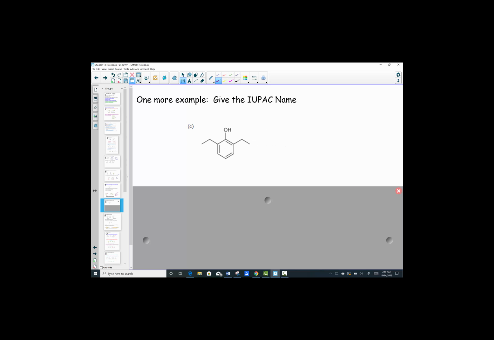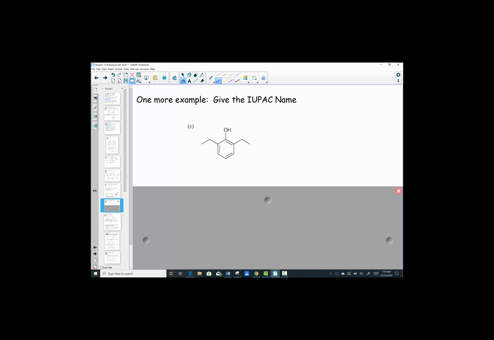If so, write this molecule on your paper. This is one from your homework. Give it a whirl, remembering what we just talked about. If the alcohol is directly off of a benzene, it has a different last name. Pause the video and work this one out, and when ready, come on back.